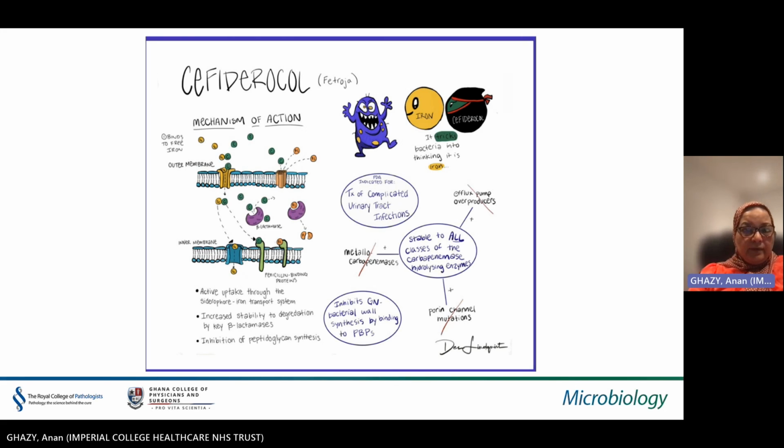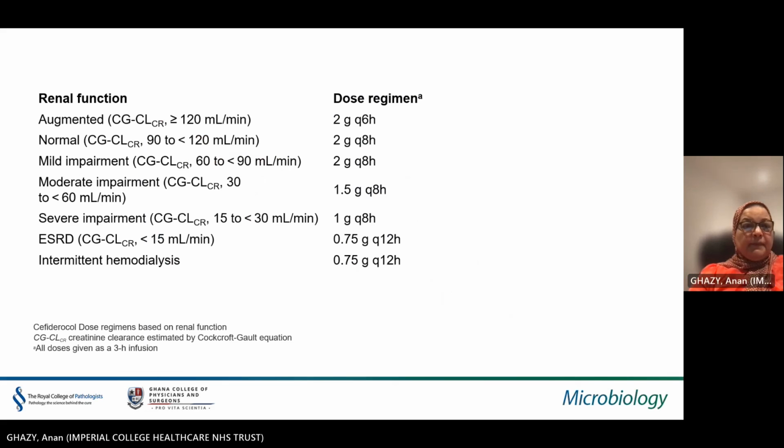We can see how it works. It's combined with iron, and this allows the antibiotic to go into the cell and cause its mechanism of action. So it inhibits the gram-negative bacterial cell wall. So it is bactericidal. The dose, again, should be reduced according to kidney function, and you can see how much you can give according to different creatinine clearance.